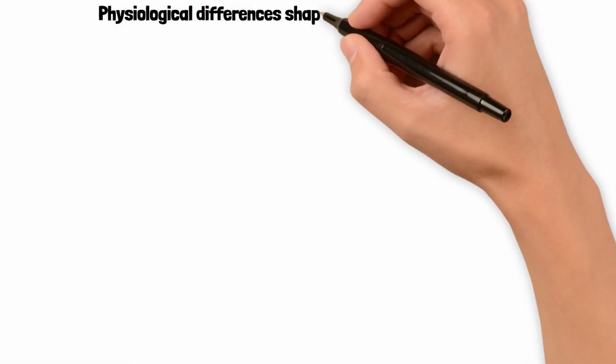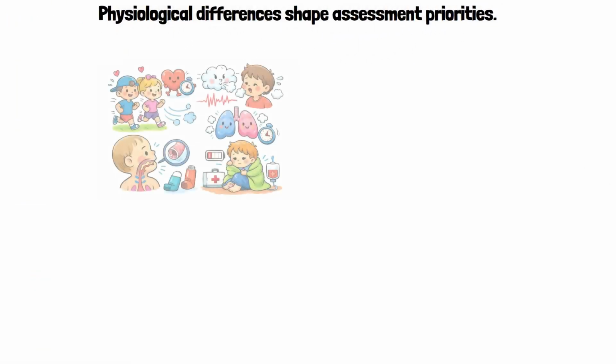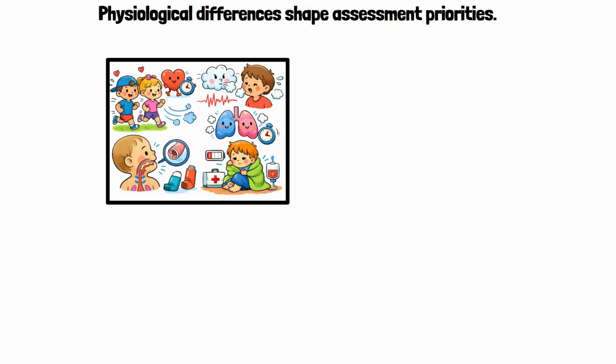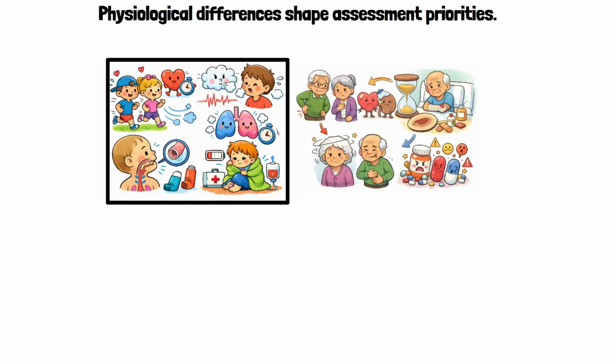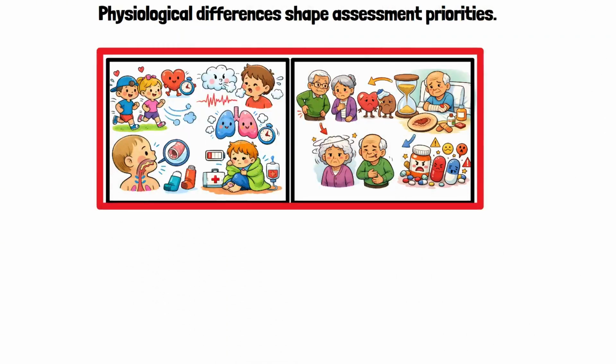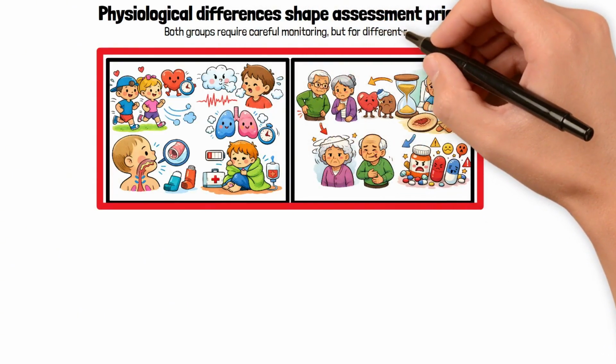Physiological differences shape assessment priorities. Children have faster heart rates and respiratory rates, smaller airways, and limited reserves. They can deteriorate quickly. Older adults often have reduced organ reserve, slower healing, and increased sensitivity to medications. Both groups require careful monitoring, but for different reasons.